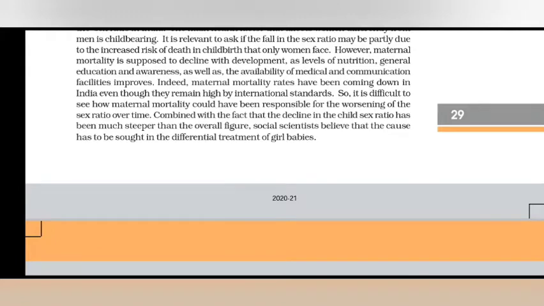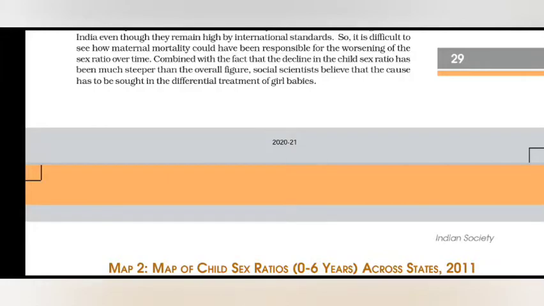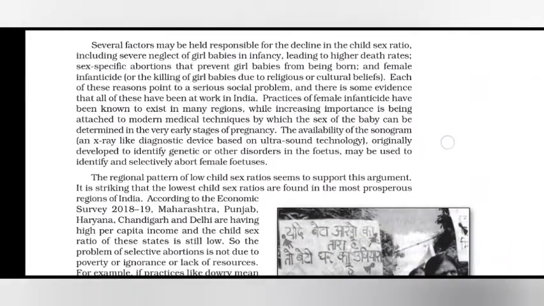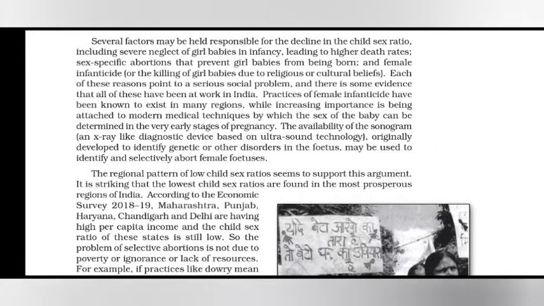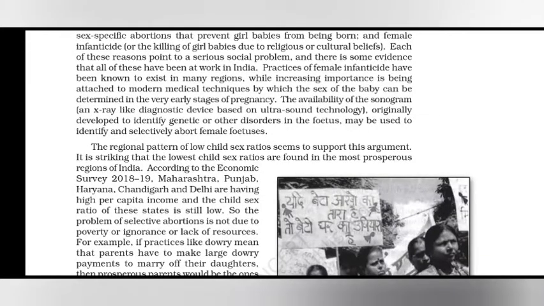Combined with the fact that the decline in child sex ratio has been much steeper than the overall figure, social scientists believe that the cause has to lie in the differential treatment of girl babies. Several factors may be held responsible for the decline in the child sex ratio, including severe neglect of girl babies in infancy, leading to higher death rates, sex-specific abortions that prevent girl babies from being born, and female infanticide. Each of these reasons points to a serious social problem, and there is some evidence that all of these have been at work in India.